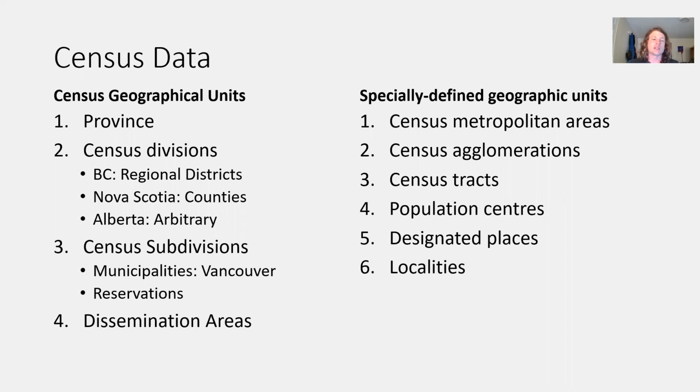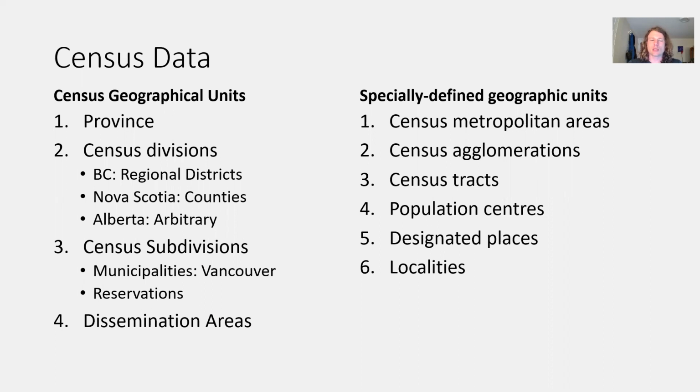which in BC coincides with regional districts, or in Nova Scotia, it coincides with counties. Somewhere like Alberta, it's arbitrary because they don't really have either regional districts or counties. And then below that, there are census subdivisions, and so those usually coincide with municipalities. So like Vancouver is a census subdivision. We worked with that in lab 2.